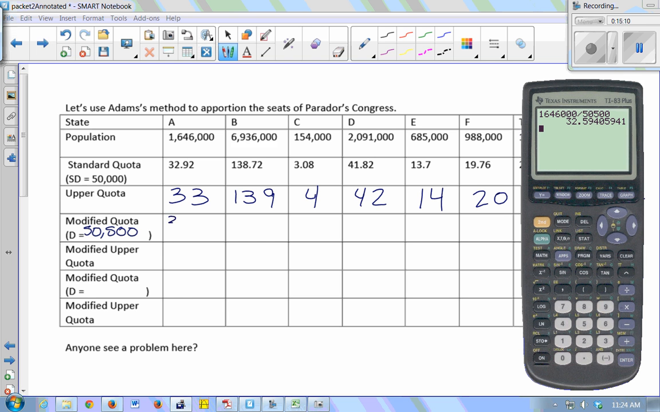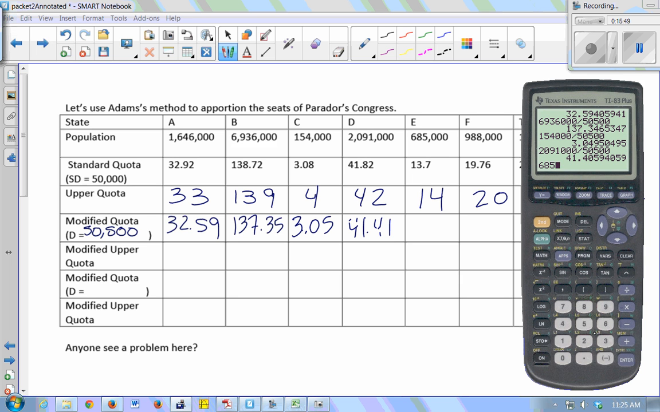32.59. 6936. 137.35. 3.05. 41.41. 13.56. 19.56.